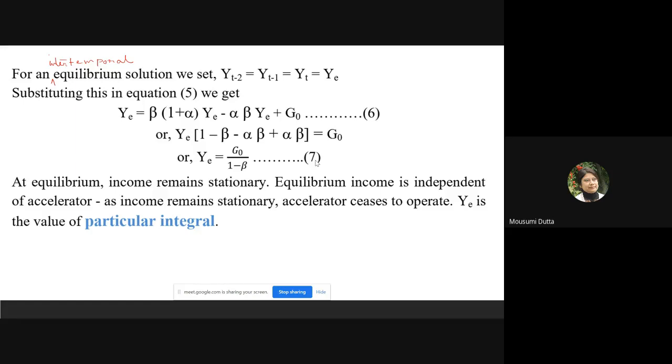Okay. So here, please add, since beta lies between 0 and 1, in general, YE is greater than 0.